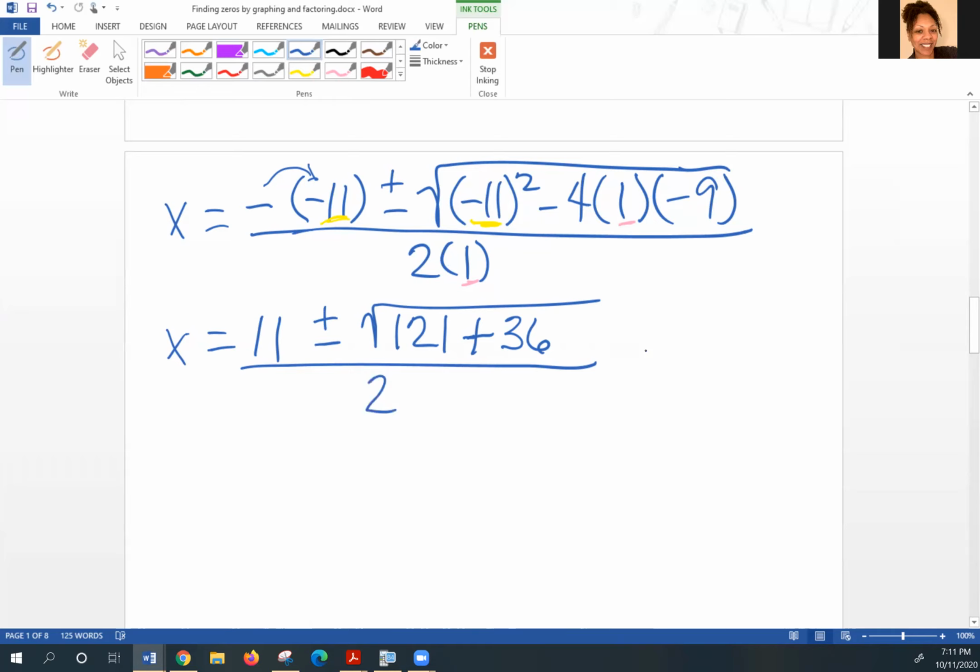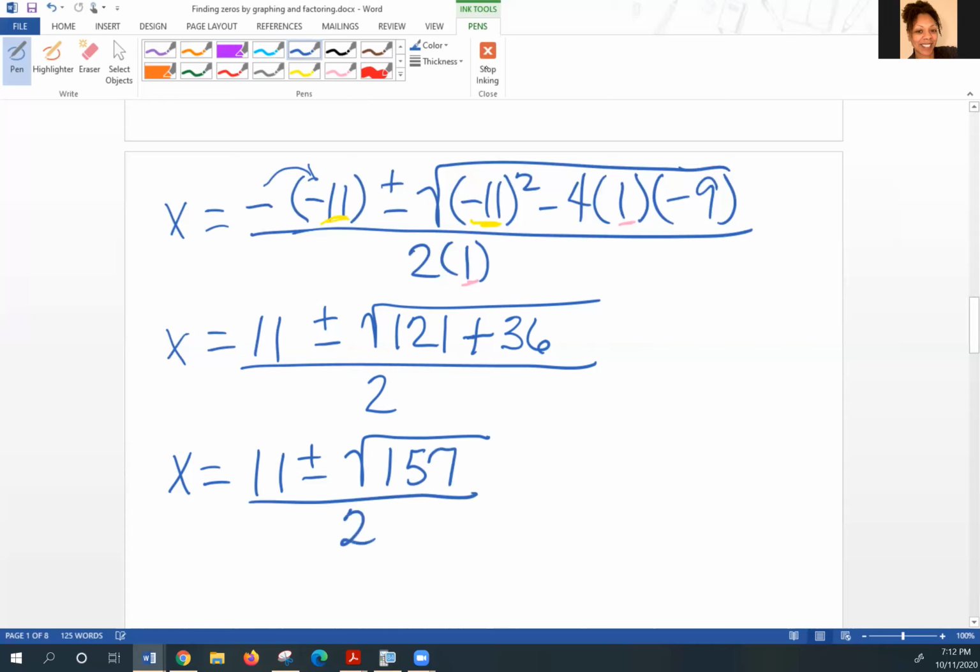Once I further simplify this, I am going to end up with x is equal to 11 plus or minus, and then under the radical, if I add 121 plus 36, I end up with 157, which I can no longer simplify, all divided by 2.